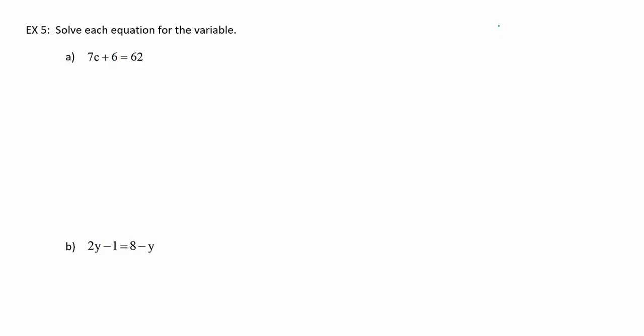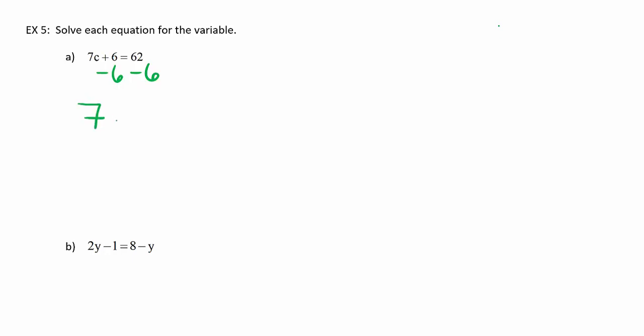In example 5a, step 1 is simplify. There are no parentheses. There's no simplification to do. And so I move to step 2. Step 2, we want to isolate the variable term. We want all the c's on one side of the equation. So that 7c needs to be by itself. That means I have to get rid of the plus 6. The opposite of adding 6 would be subtracting 6. So I'm going to subtract 6 from both sides.